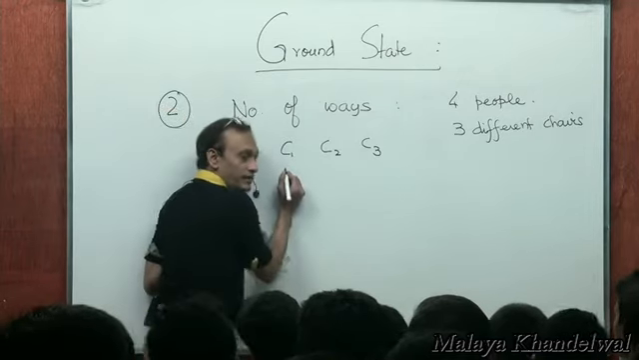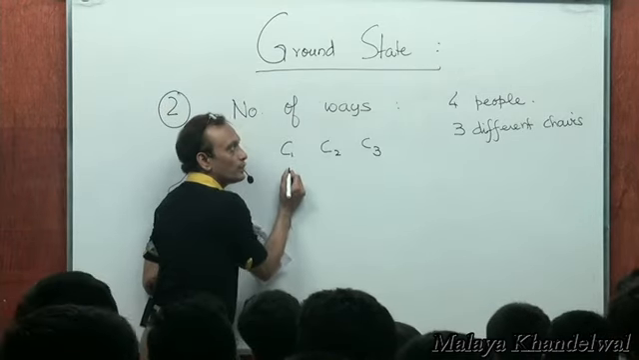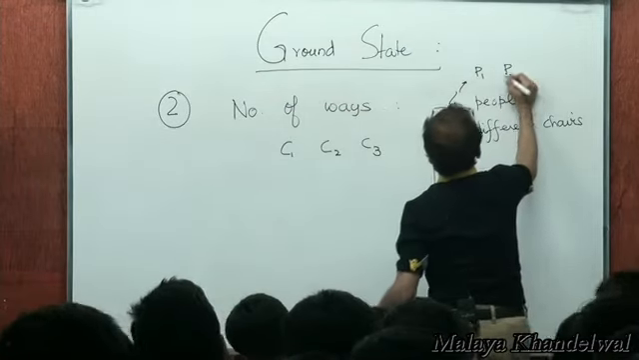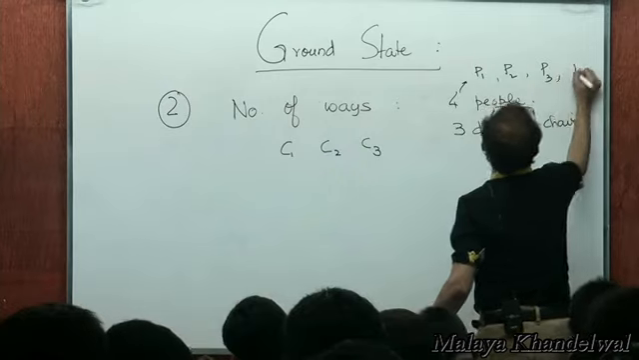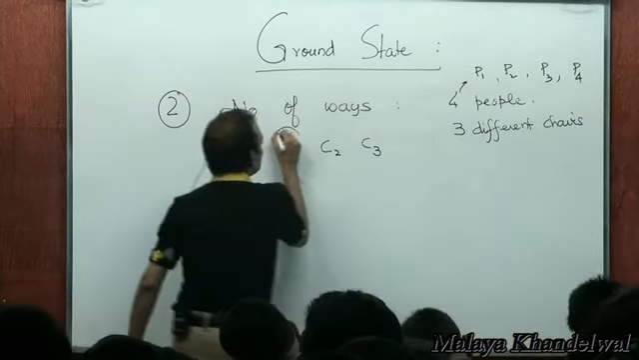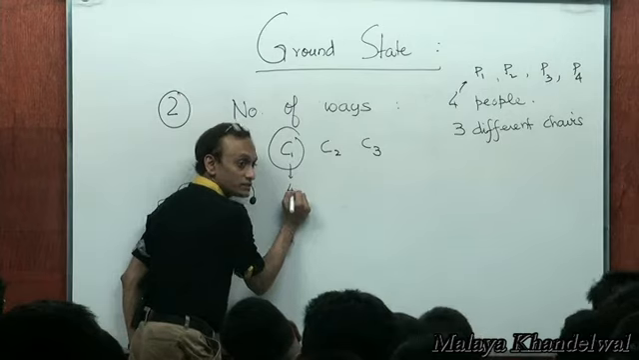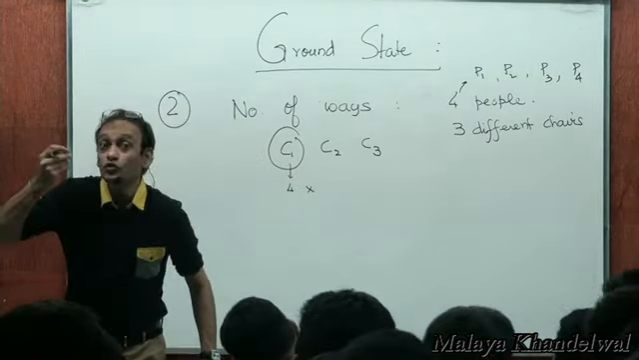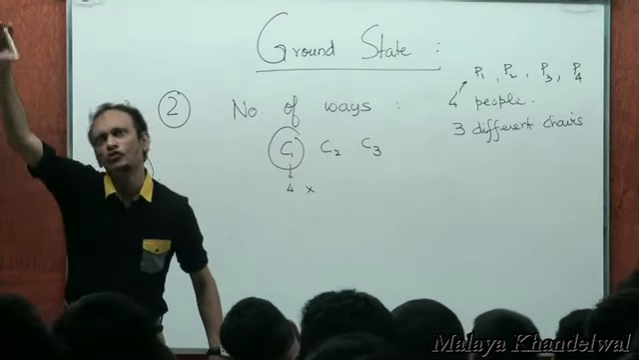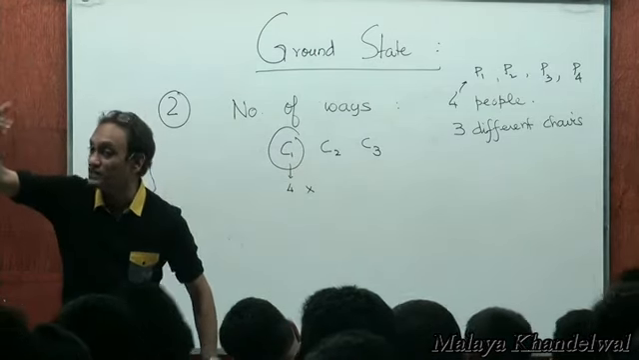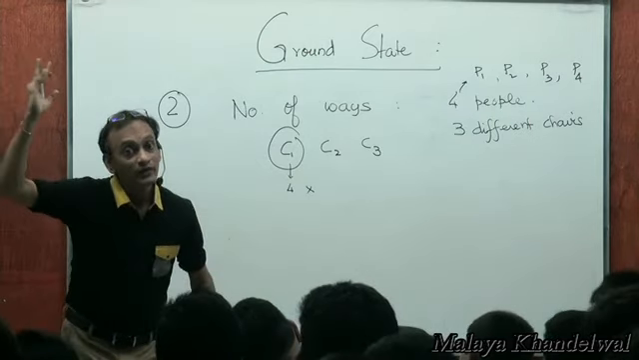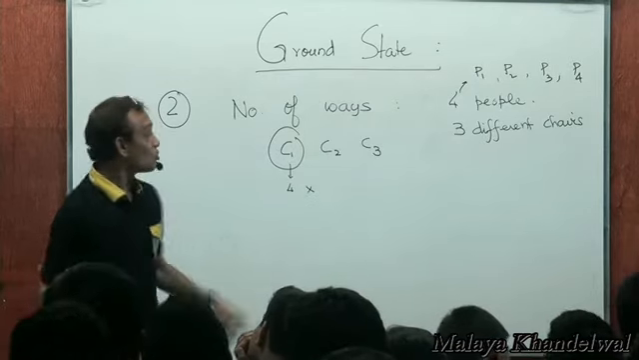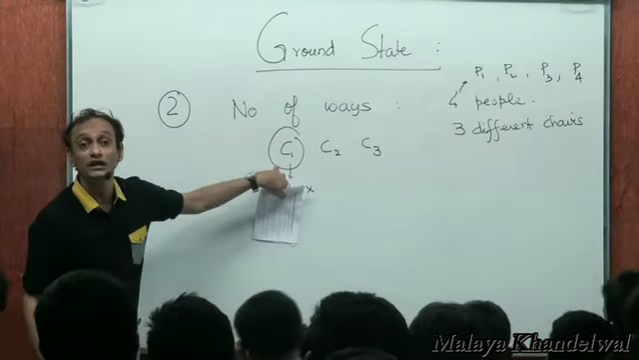So the first chair, call it C1, could be occupied by any one of the 4 people. These are the 4 people: P1, P2, P3, P4. The first chair could be occupied in 4 ways. It could be occupied either by P1 or by P2 or by P3 or by P4. Realize that the moment I'm saying "or", I'm adding 1 plus 1 plus 1 plus 1. I've actually added without knowing that. So there are 4 ways in which I could have filled up chair C1.